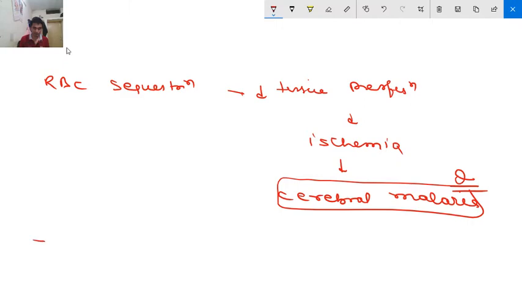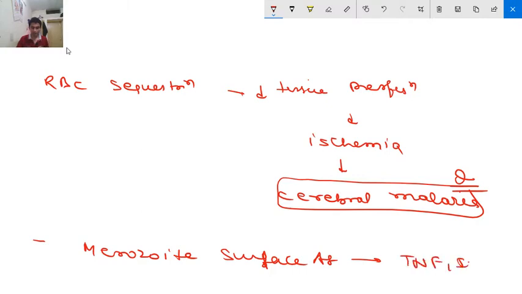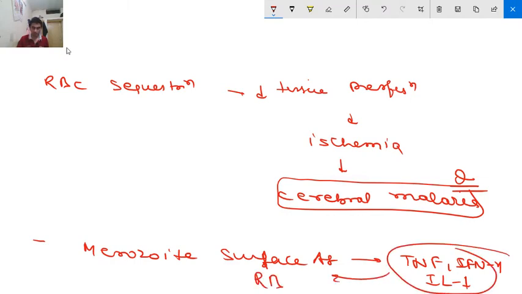Now the next point, that merozoite surface antigen. The merozoite surface antigen are released from infected RBC, and it will lead to induction of formation of TNF, interferon gamma, interleukin 1, that will lead to suppression of RBC formation. It will lead to increased fever, increased production of reactive oxygen or nitrogen species. Clear? So these are the important points which are related to Plasmodium falciparum.